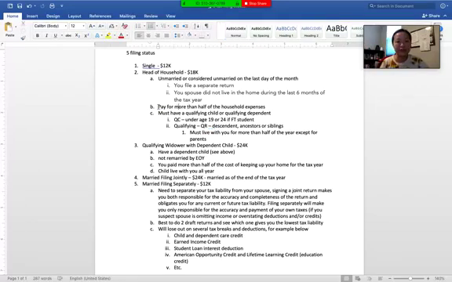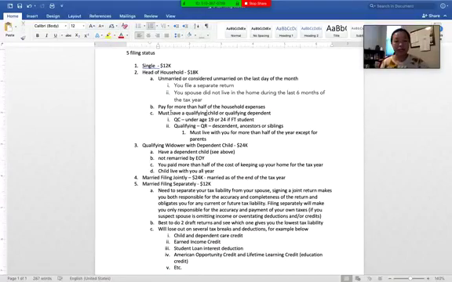So then, for head of household, this is important, you have to pay for more than half the household expenses too. Okay, so for keeping up the home, mortgage, bills, whatever, your child can't be the one working and paying for more of the household expenses. It has to be you. So the IRS is very strict on that. They will ask you for support on how you paid for more than half of the household expenses.